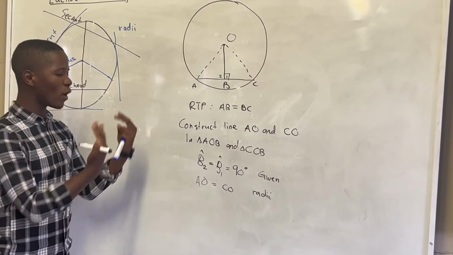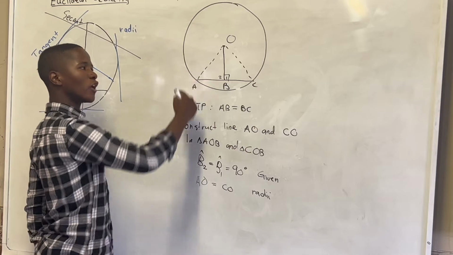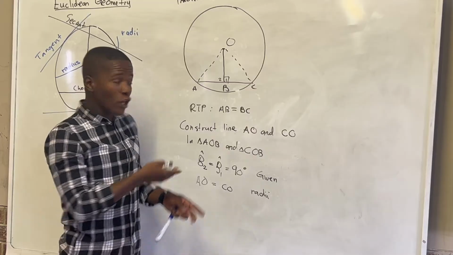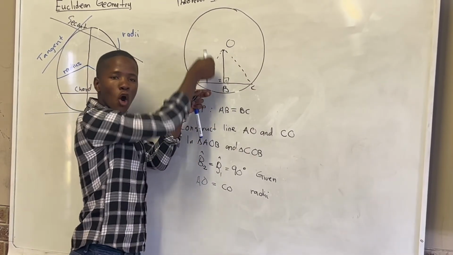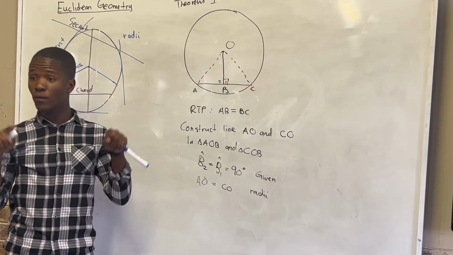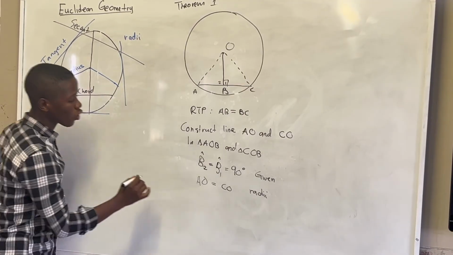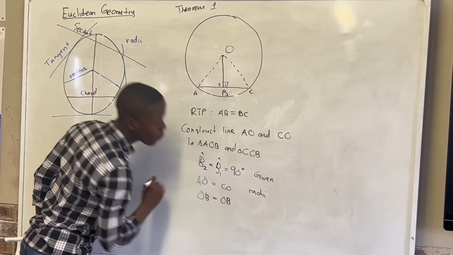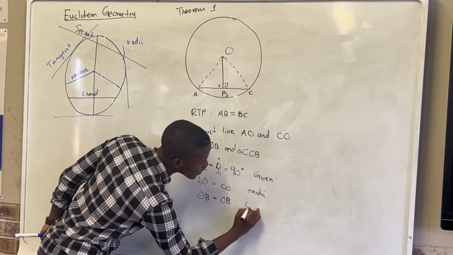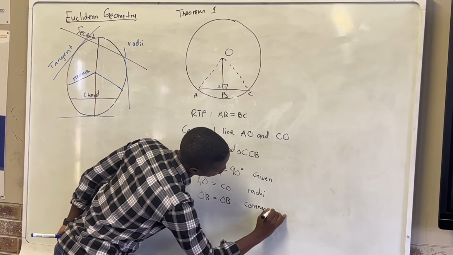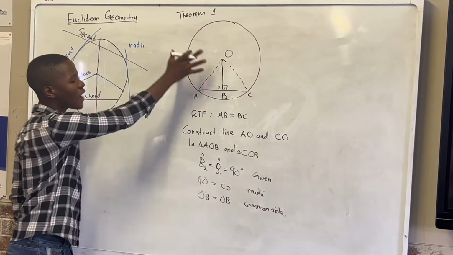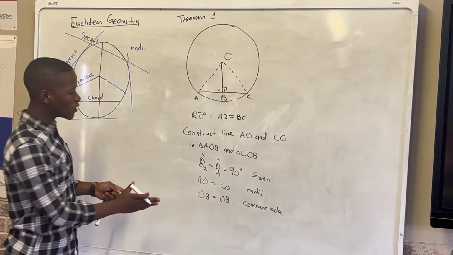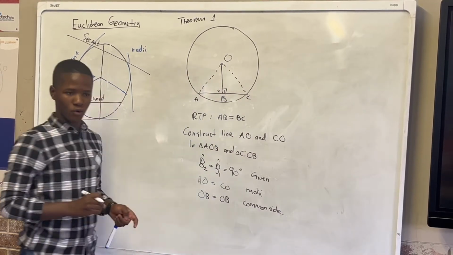And then after that, what else can you find? If you look at both of these triangles, AOB and COB, can you see that the line OB, this particular line, is common in both of these triangles? So we say OB is equal to OB. What is the reason? This is a common side, because we find this particular side in both of these triangles.